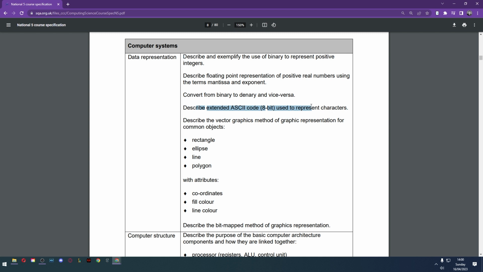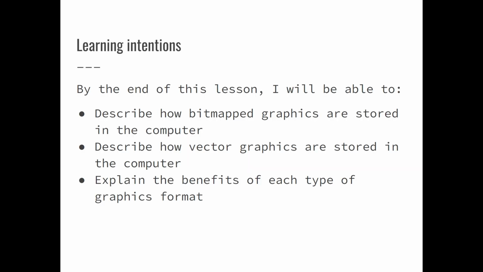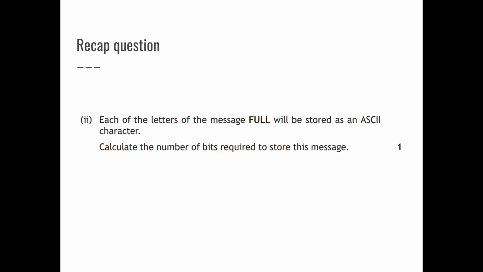Last time we looked at ASCII, today we're going to look at graphics. We're going to cover most of this and we'll go into a bit more detail in the next video. In this presentation we're going to look at how graphics are represented in a computer system. By the end of the lesson you'll be able to describe bitmaps and vectors, and you'll explain the benefits of each type. But first, there was a question at the end of the last video, and here it is.